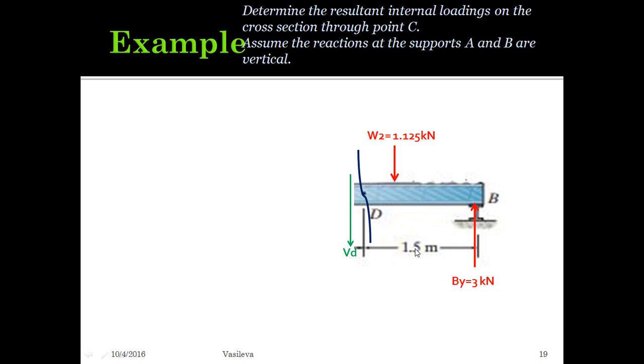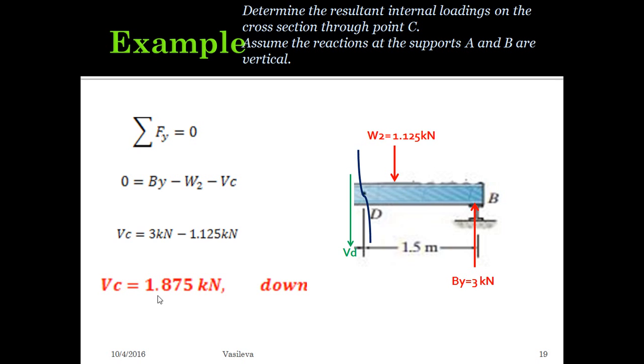For VD, I do the sum of the forces in the y direction, so I end up with BY minus W2 minus VD. So this should be VD, I apologize. So VD equals 1.875 kilonewtons, and it's positive, so it's downward.